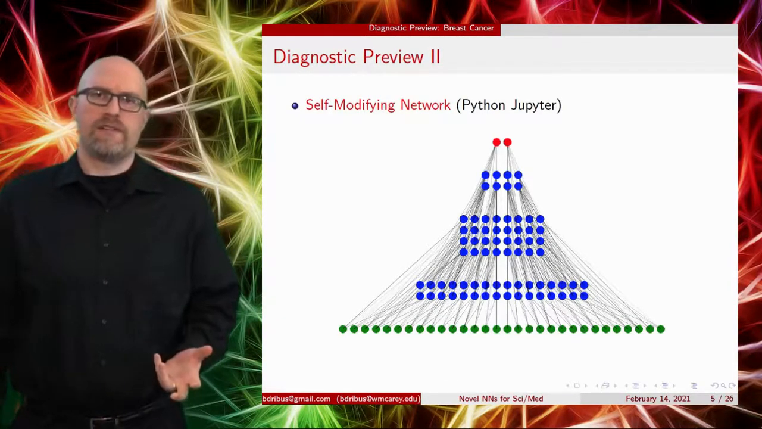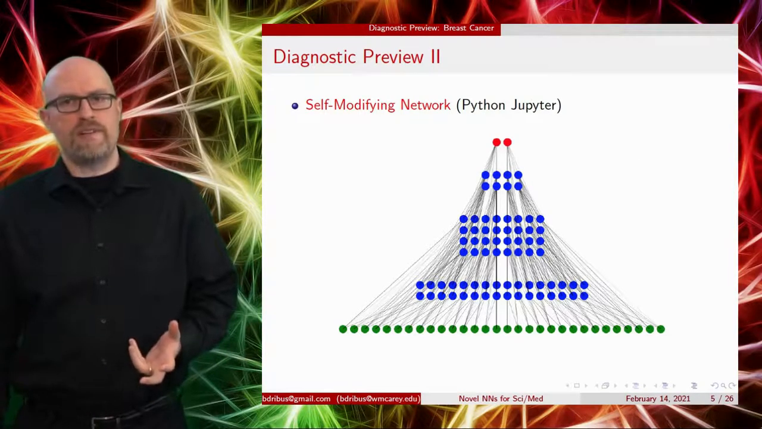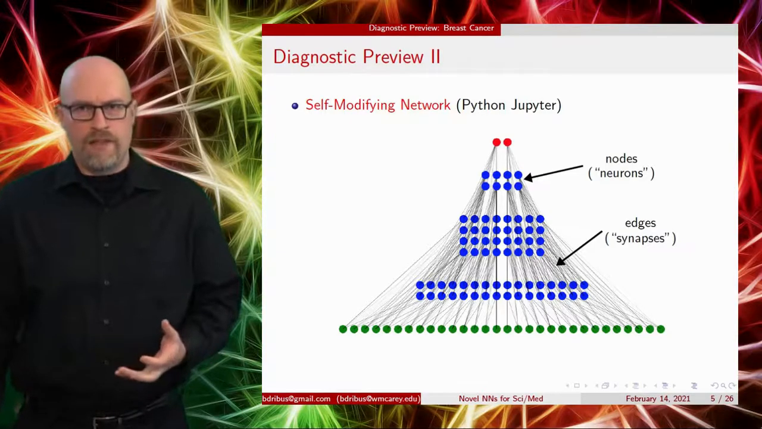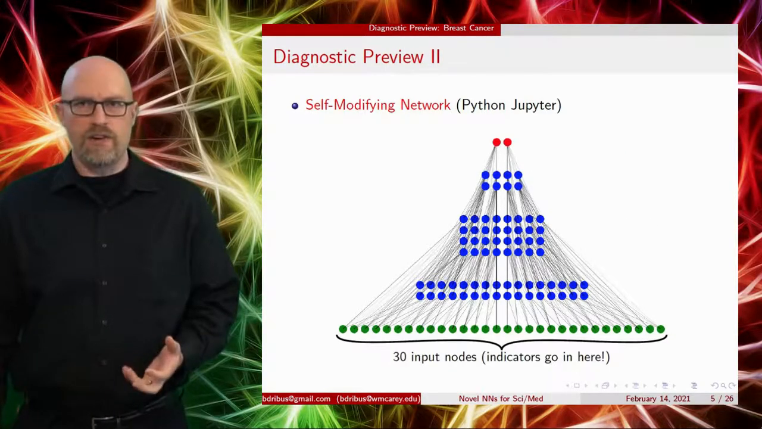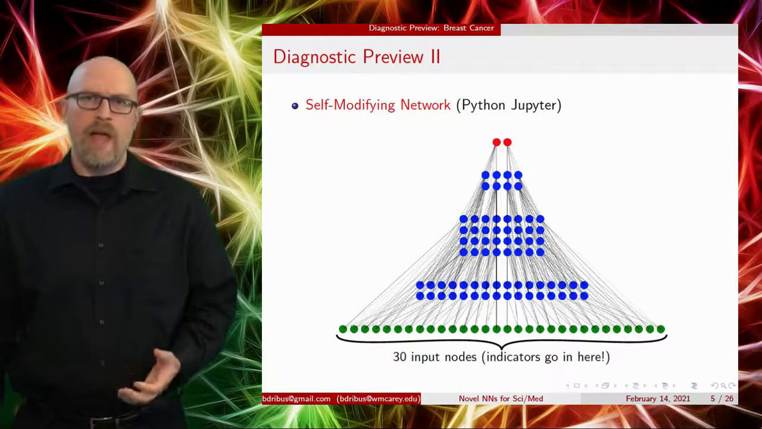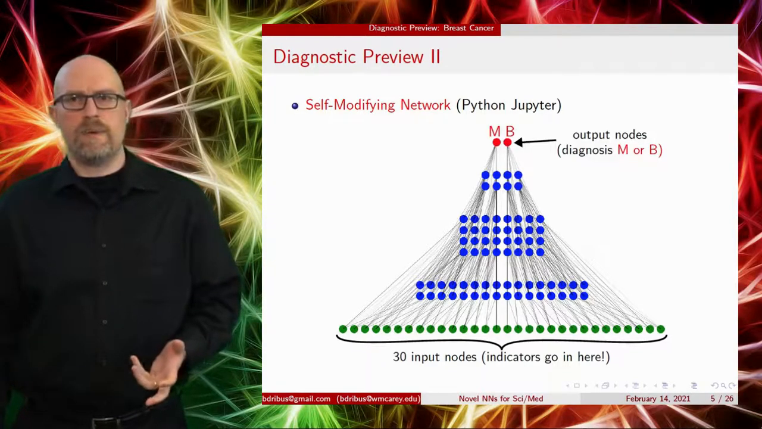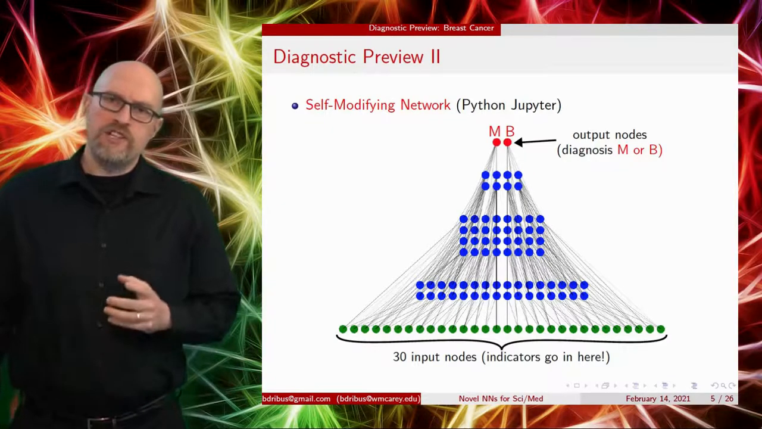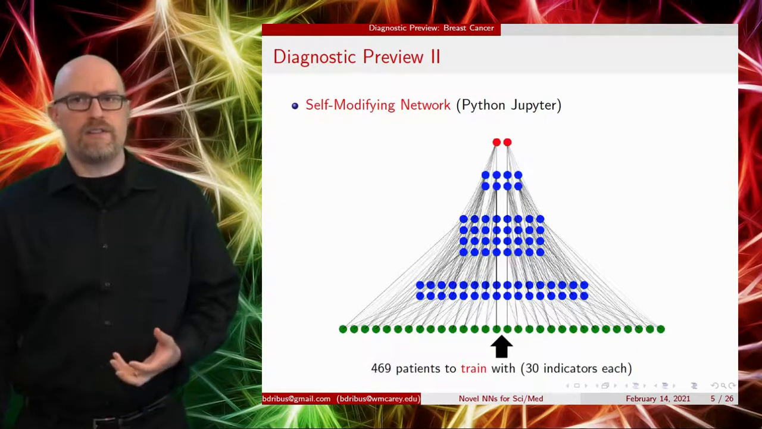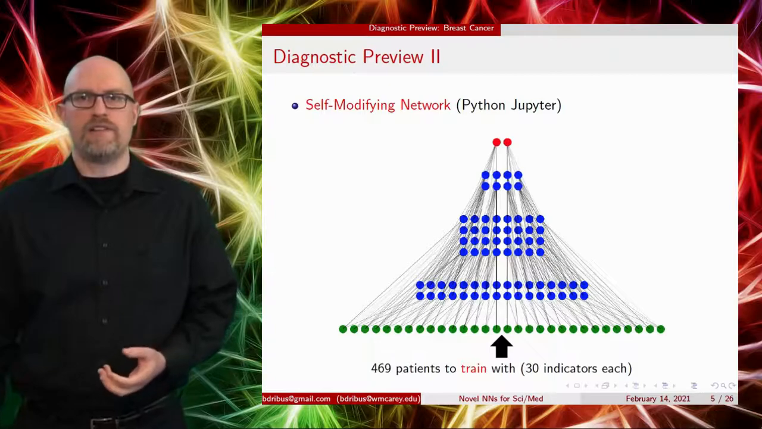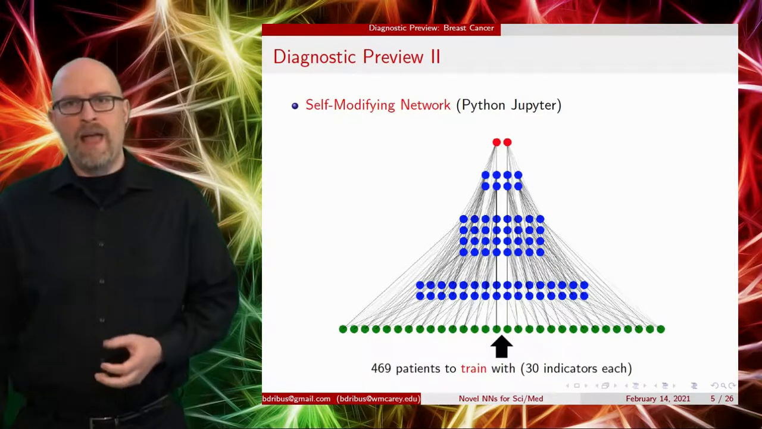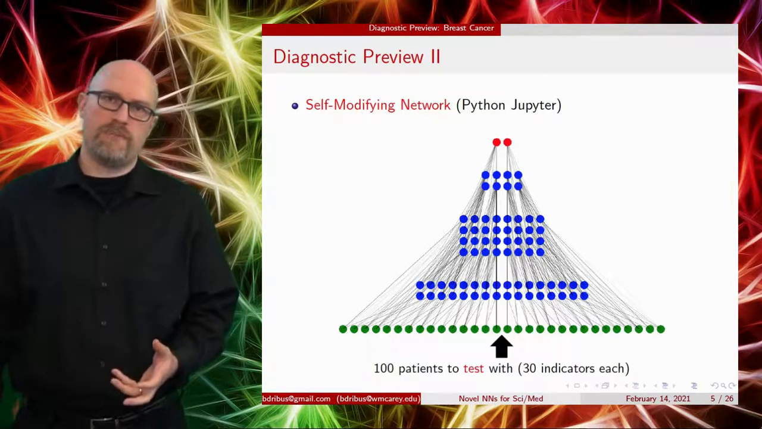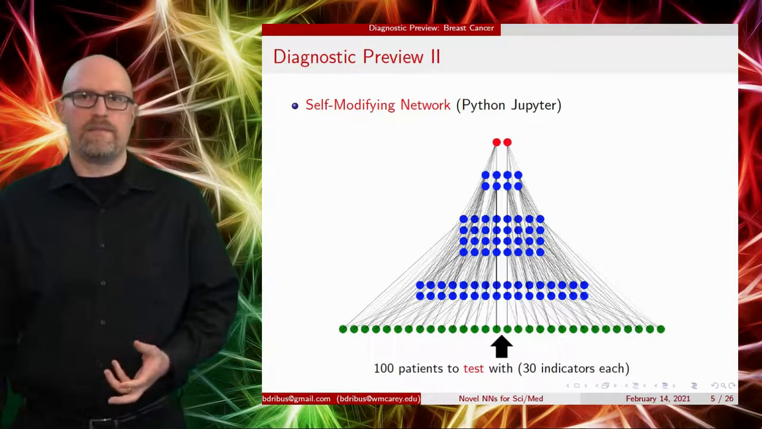Here's how the network starts out. The colored nodes represent neurons and the edges connecting them represent synapses. The 30 indicators are fed into the 30 green input nodes at the bottom, and the diagnosis, malignant or benign, comes out of the 2 red output nodes at the top. We show the network the correct diagnosis for 469 patients, called the training set, then test to see if it can accurately diagnose the remaining 100 patients, called the testing set.